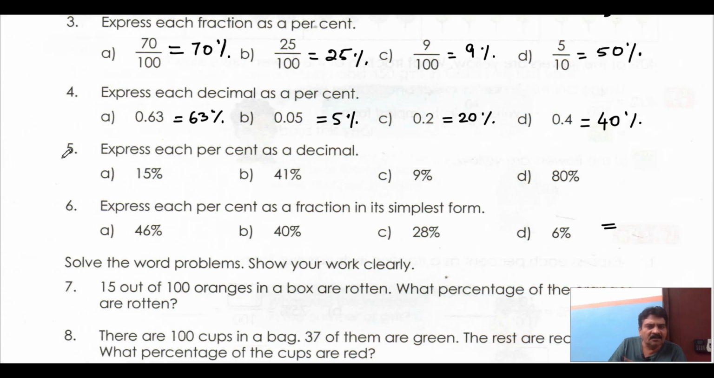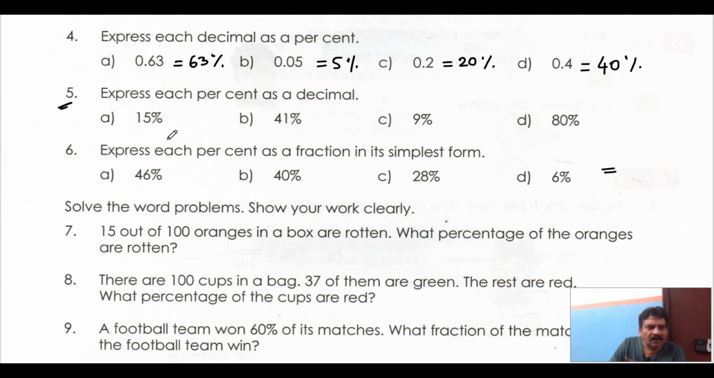Now let's come back to the next question, question number 5. Express each percent as a decimal. See here, in the earlier fourth question, from decimal you had to convert into percent. Now percent is given, and you have to convert into decimal. So it's very easy, right? 15%. First you write down this 15%. Let me give some clarity on it.